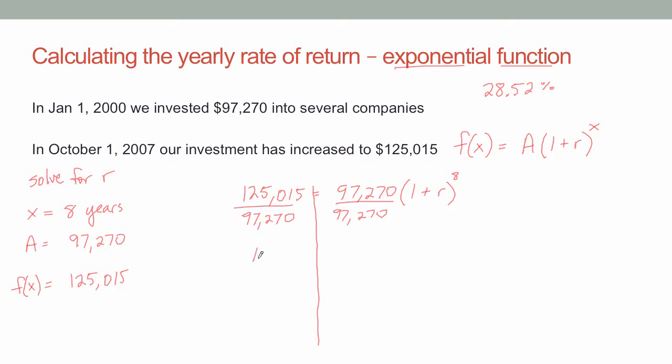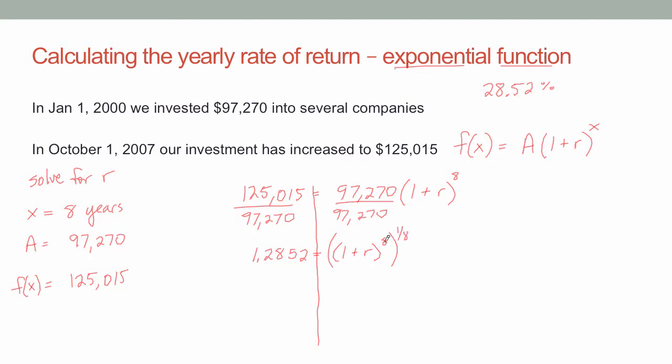And we get 1.2852 equals 1 plus R to the 8th power. To undo the 8th, I want to get R by itself, so I've got to figure out how to undo that 8th power. Well, we take both sides to the 1/8 power using my exponent properties.